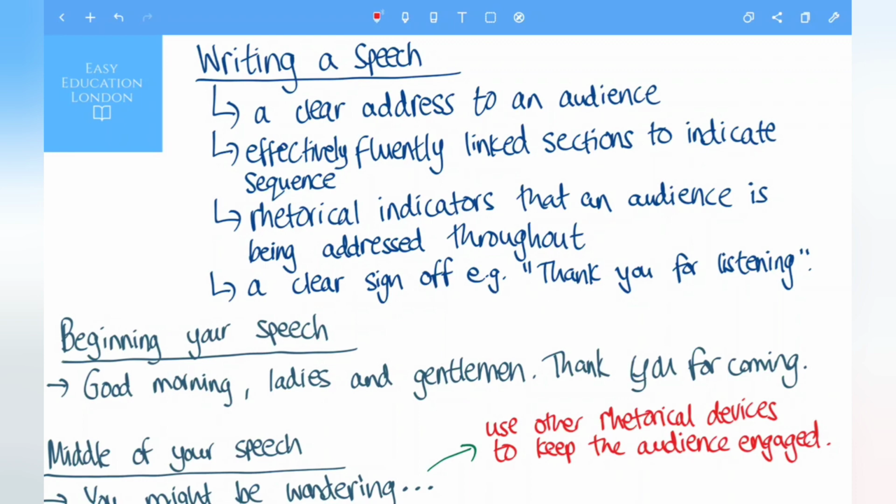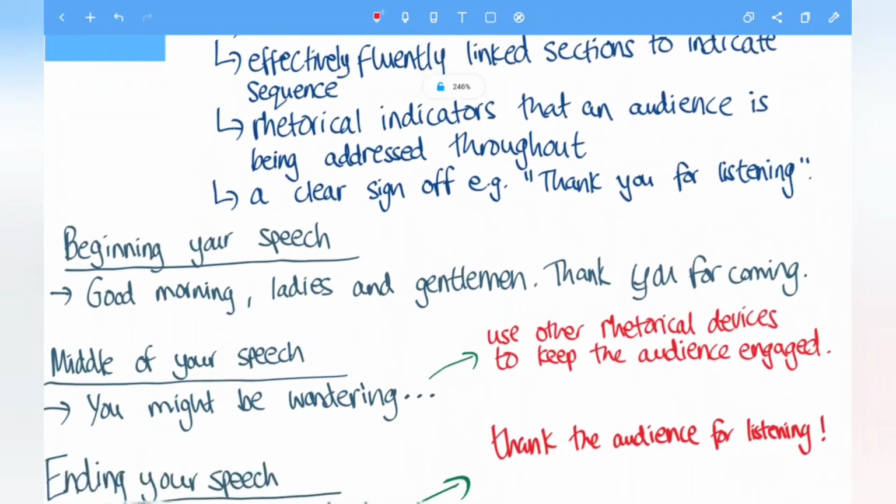So how do we begin our speech? We may begin by using the following: good morning, ladies and gentlemen. Thank you for coming. So this would be at the beginning of your speech, so you'd greet the audience.